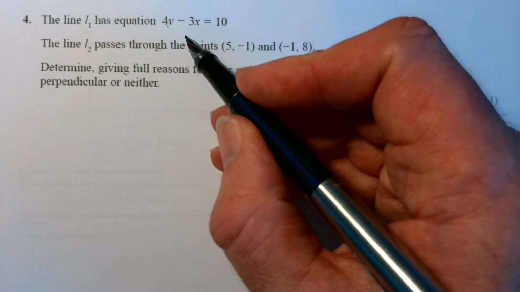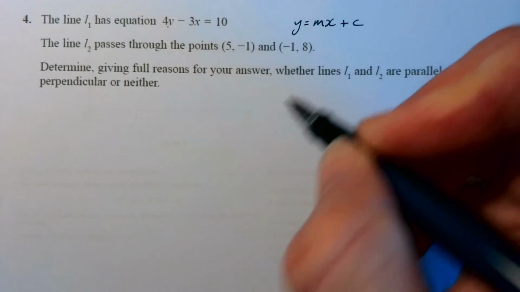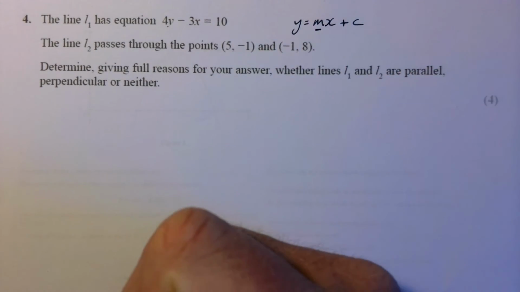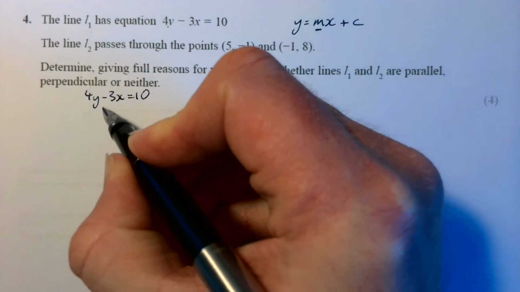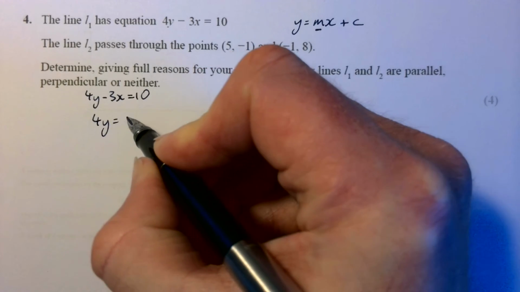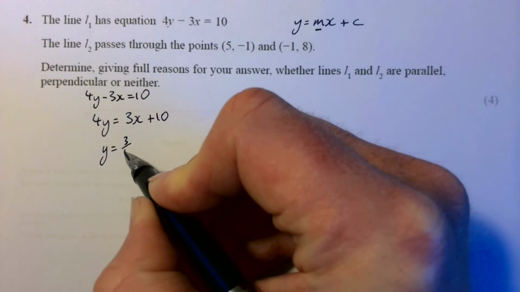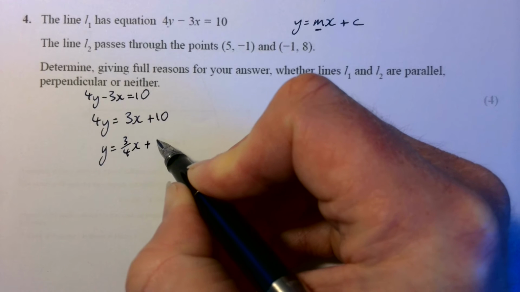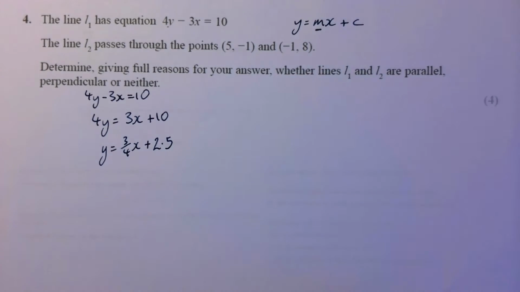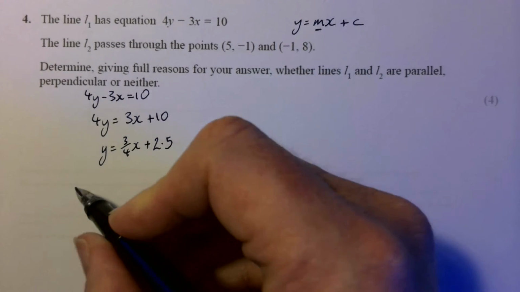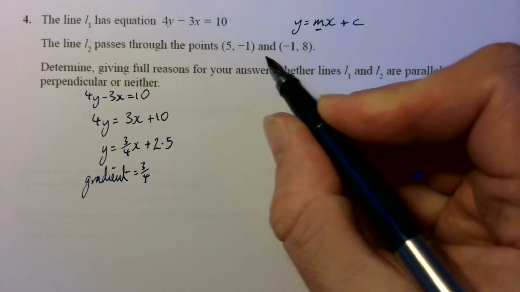So let's start off with line 1 because we know most about that. In order to find the gradient, we of course need it in the form y equals mx plus c, with m being the gradient. So 4y take 3x equals 10. Well, I could add the 3x to both sides, gives me 3x plus 10, then divide by 4 gives me 3/4 of x, plus 10 divided by 4 is 2.5, isn't it? Or 5/2, you can write it either way, but that's what's important. Gradient being 3/4.